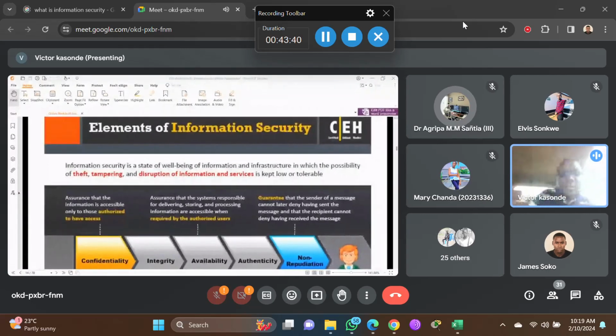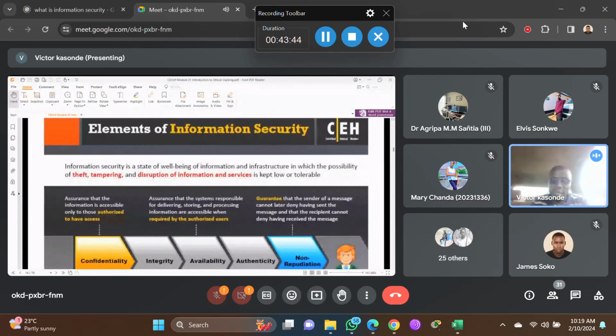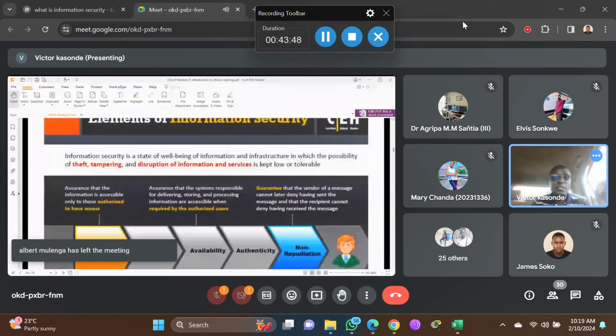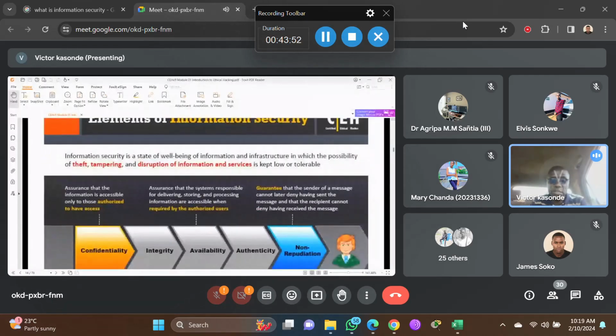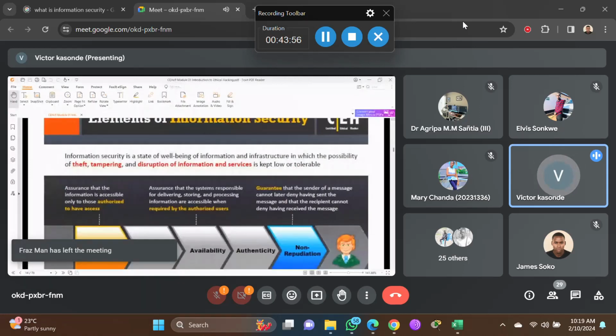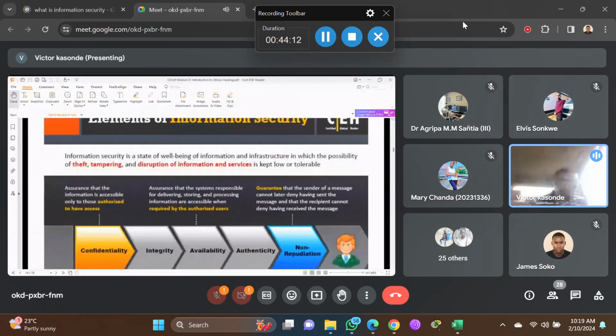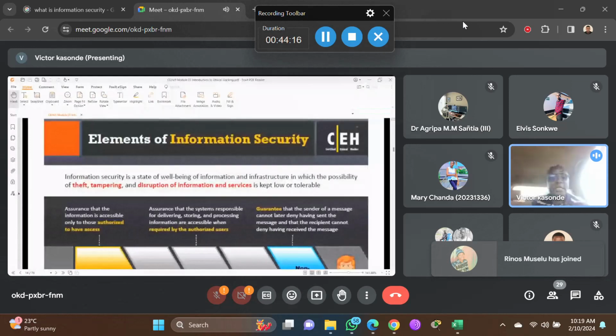Okay. So we are going to look at the elements of information security. As you can see, we have confidentiality, integrity, availability, and each and every item. These elements of information security are very, very important in IT. Information security is a state of well-being of information and infrastructure in which the possibility of theft, tampering, or disruption of information and services is kept low or tolerable.